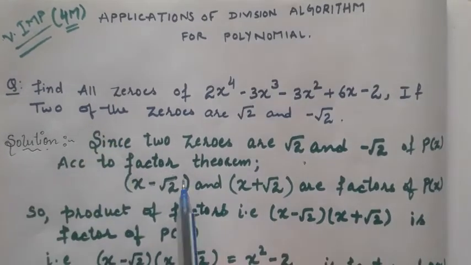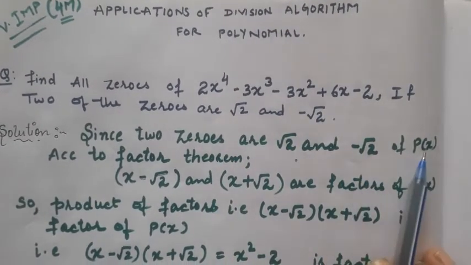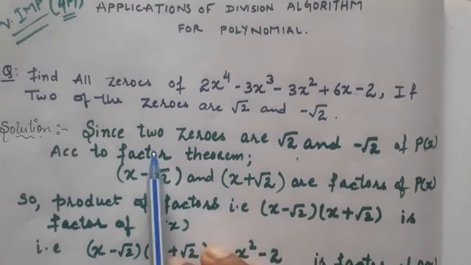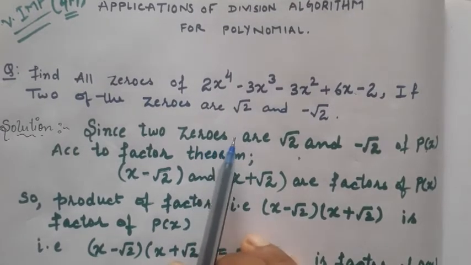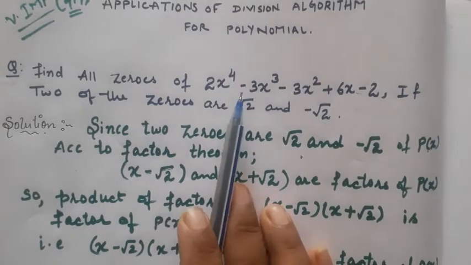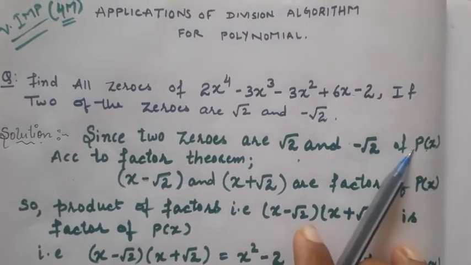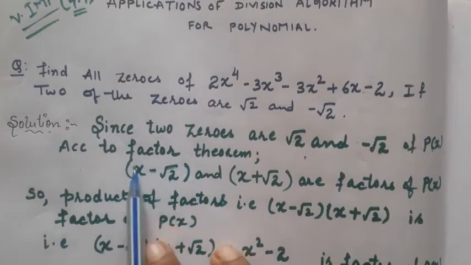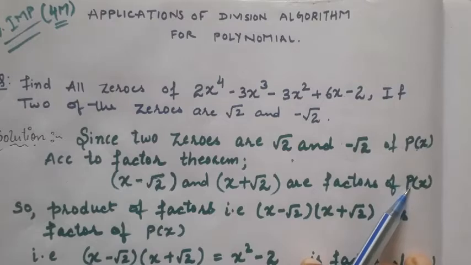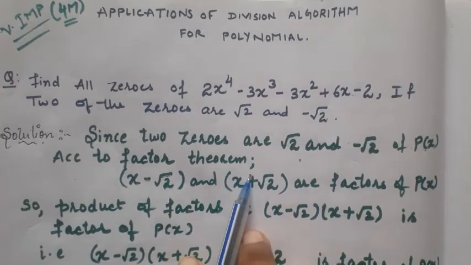Since 2 zeros are root 2 and minus root 2 of p(x), here p(x) is this. According to the factor theorem, if x = a is a zero of a polynomial, then x - a is a factor. Similarly, if root 2 and minus root 2 are the zeros of polynomial p(x), then x - root 2 and x + root 2 are factors of p(x). So if these two are factors of p(x), then their product will also be a factor of p(x).